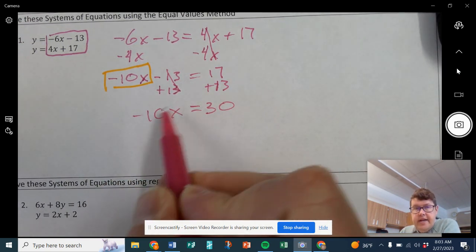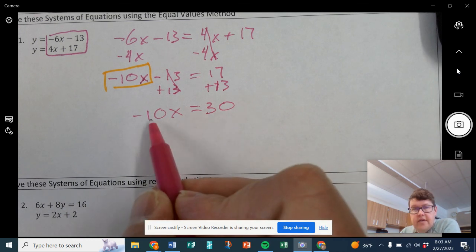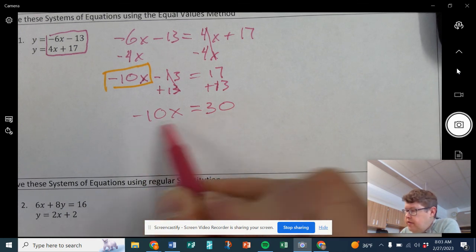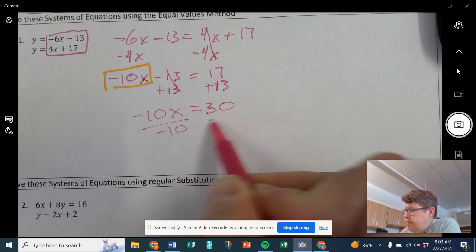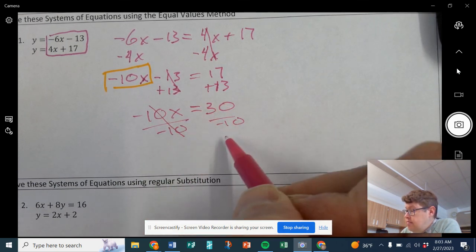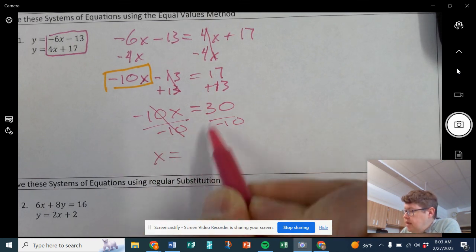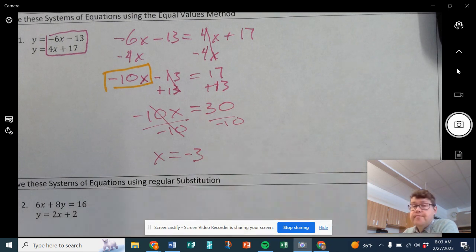Then I've got this negative 10x. You might think, oh, it's a negative, so I need to do the opposite, so I add. Whenever you have a number next to a letter, next to a variable, that means multiplication. So you need to do the opposite, which is division. So you divide by negative 10 on both sides. Make sure you bring that negative through, okay? And we end up getting 30 divided by negative 10 is negative 3. So we're halfway done, all right? So we've got our x value.